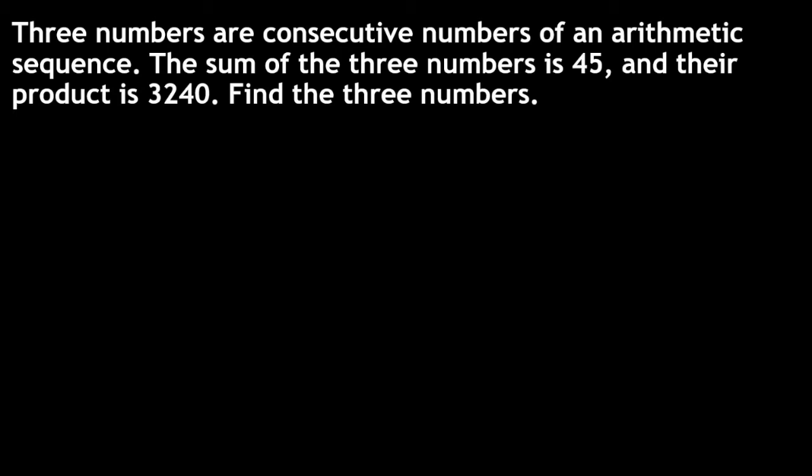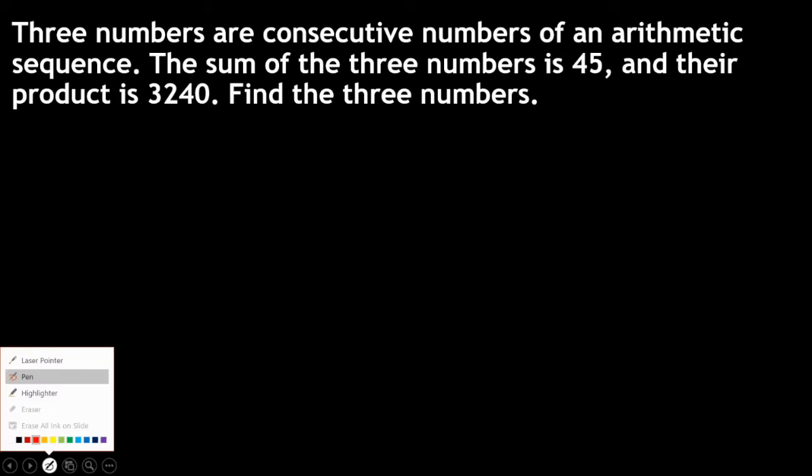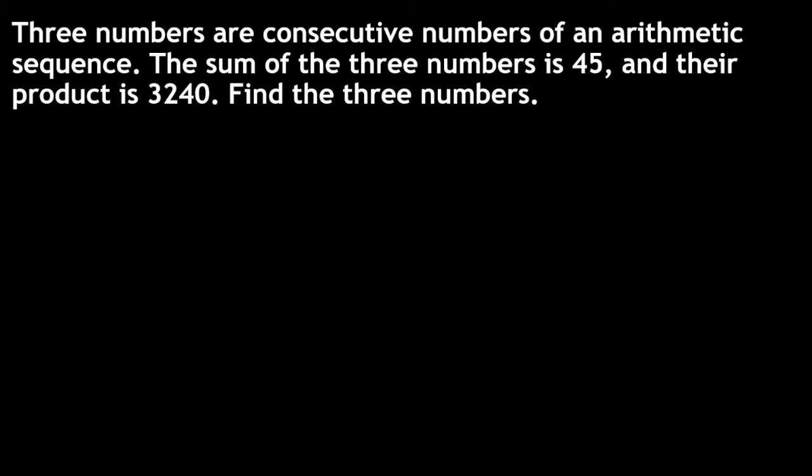All right, next question. Three numbers are consecutive numbers of an arithmetic sequence. The sum of the three numbers is 45, and their product is 3,240. Find the three numbers. Before we get started, I would like to mention that this is a fairly common type of problem, and there's actually a very standard approach to this as well.